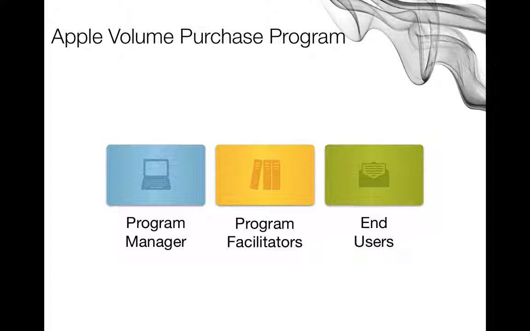So let's look at the VPP program from Apple's perspective. This is what they've created for us. It's broken up into 3 layers. Layer 1 is the most critical, the program manager. This is a very special account. You have to apply to have this account created. They're going to want to certify that you're an education institution or a business institution. It takes a few weeks to have this account created. And the program manager cannot make app purchases, cannot redeem volume purchase vouchers. All the program manager can do is to create the middle layer, the program facilitator accounts.